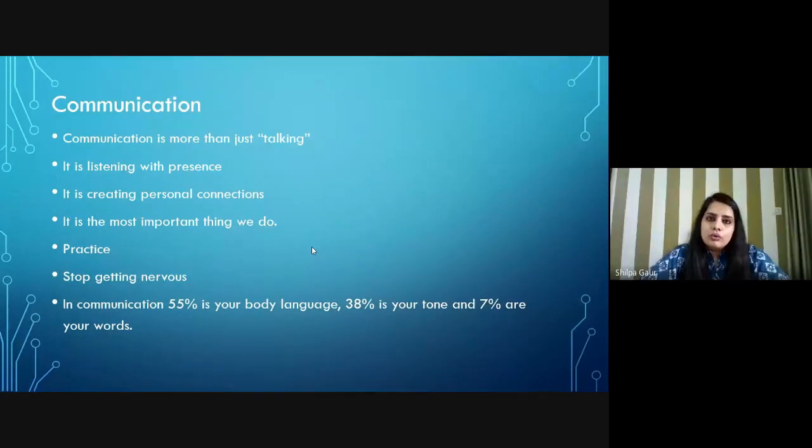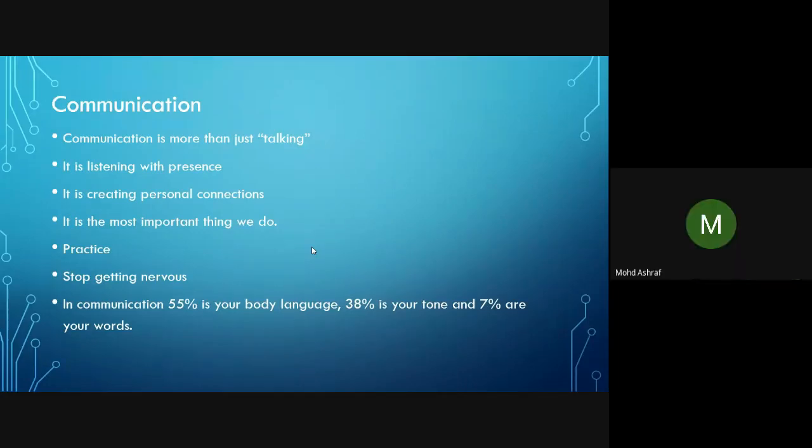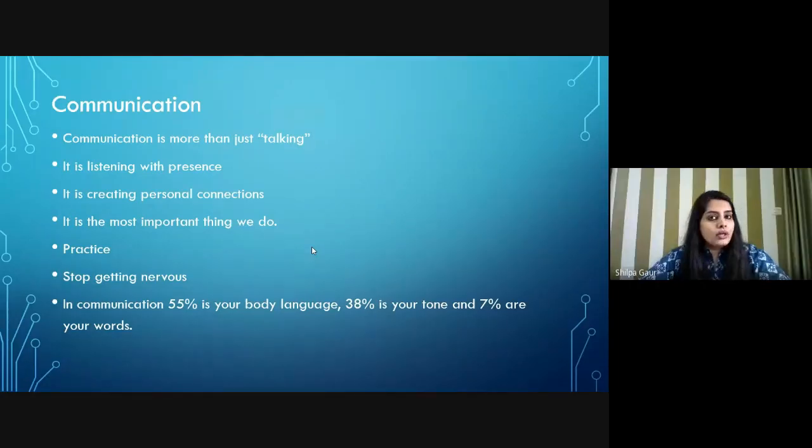38% is your tone. If you are speaking very slowly, that is not acceptable. If you are speaking very loud, that is also not acceptable. Speak clearly, very precisely, and very nicely in a soft tone, because we are talking about soft skills. So 38% is your tone, and 7% are your words.